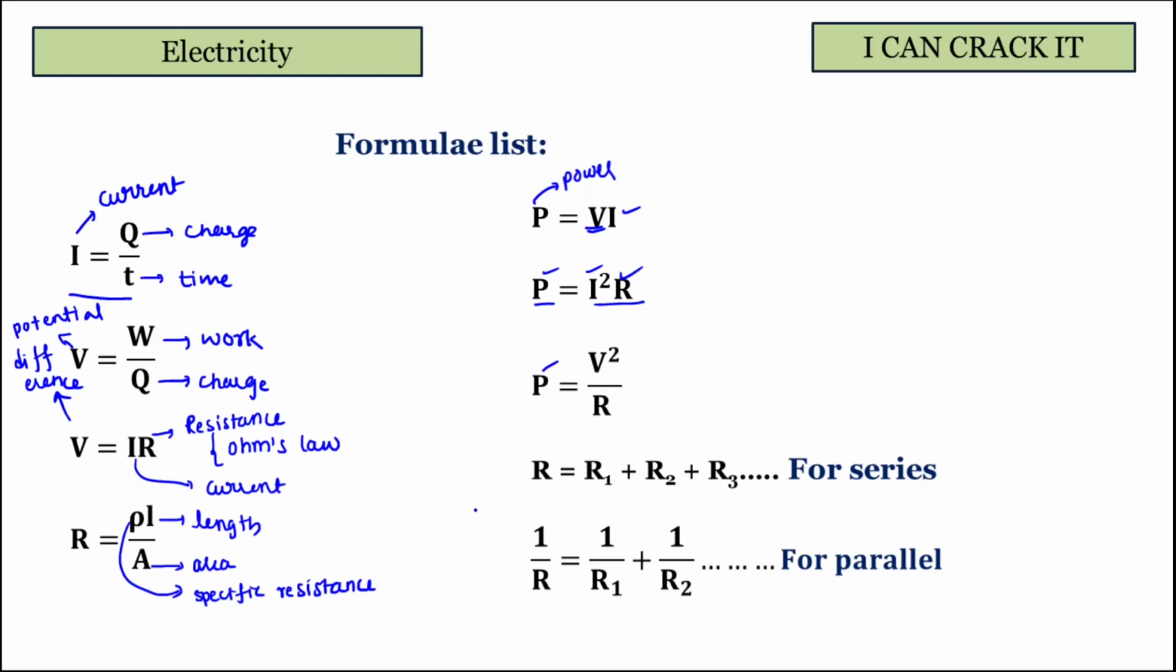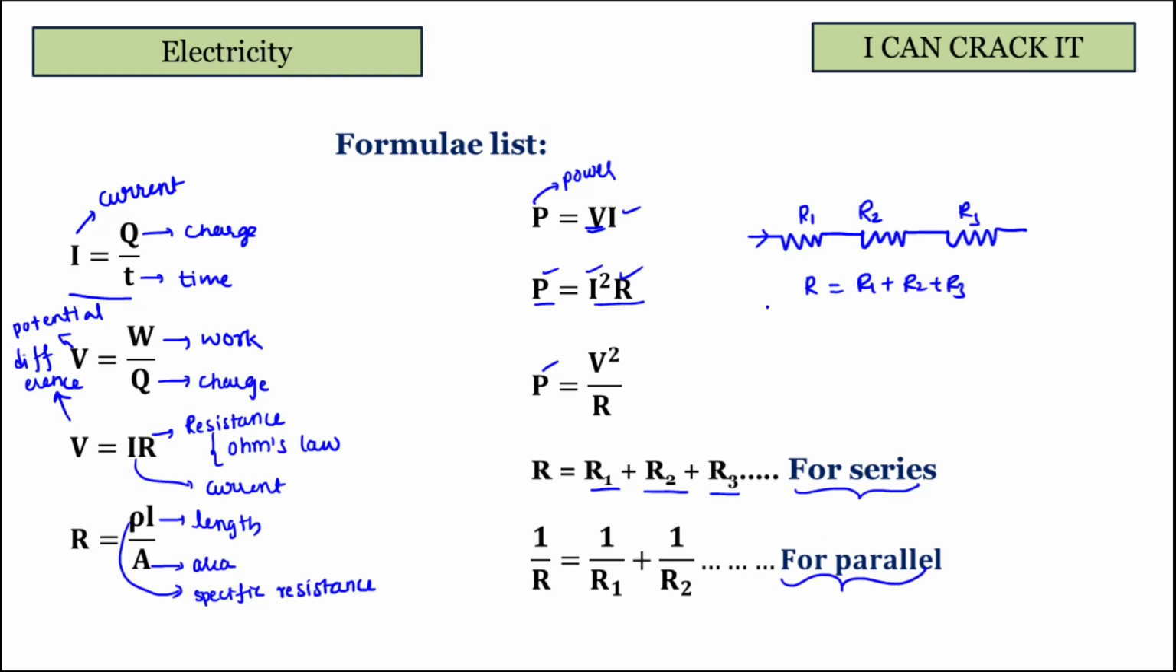Now the next two important formulae are what? R equals R1 plus R2 plus R3 for series combination. That means, let's say there are three resistances connected in series, R1, R2, R3. So R is given by R1 plus R2 plus R3 for series combination.